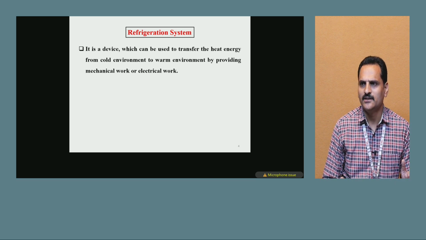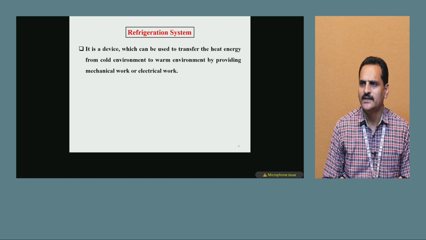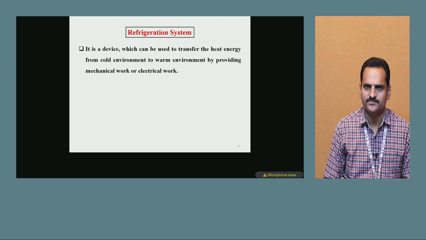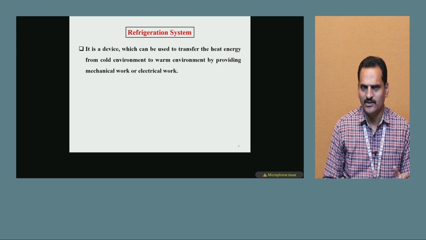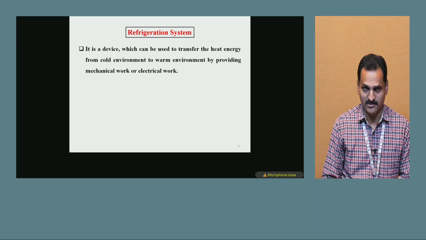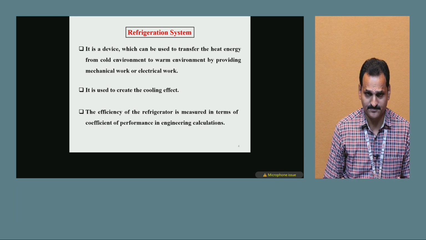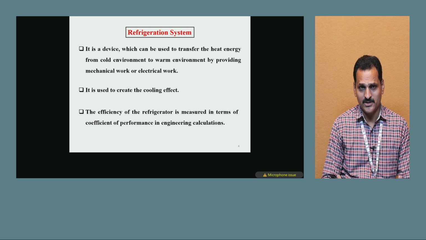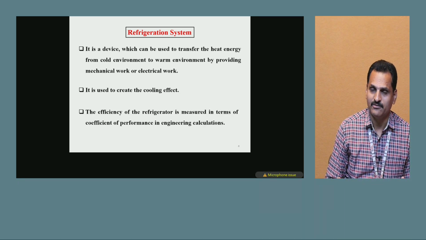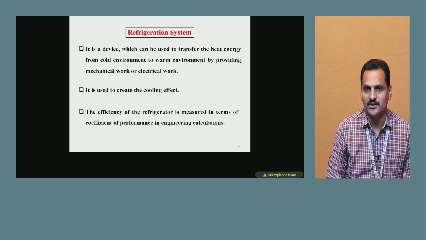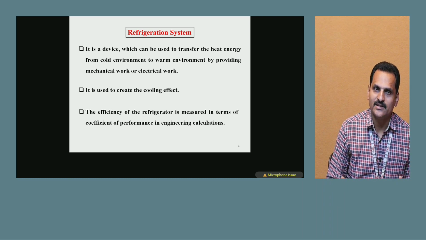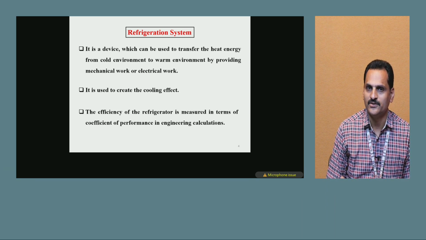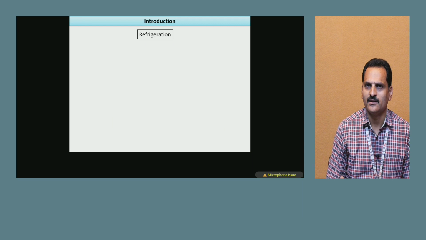In the case of a heat engine, that is a device that converts the heat energy into mechanical work. Okay, whereas the refrigeration system is the device that transfers the heat energy from the cold reservoir to the warm reservoir by providing electricity. So a refrigeration system can be used to create the cooling effect of the indoors or domestic houses. The efficiency of the refrigerator is measured in terms of coefficient of performance, particularly in engineering calculations.